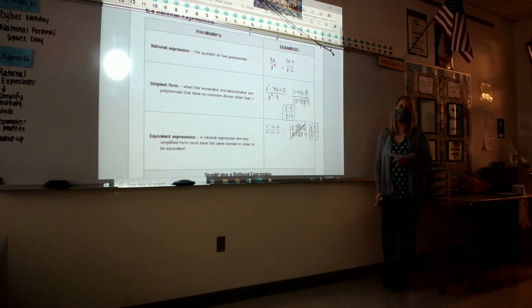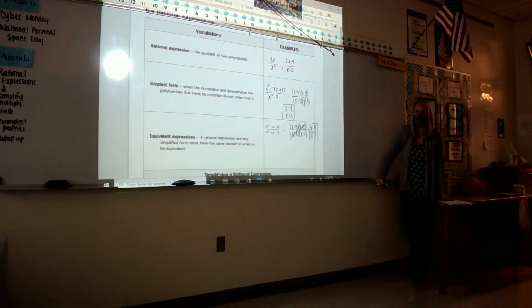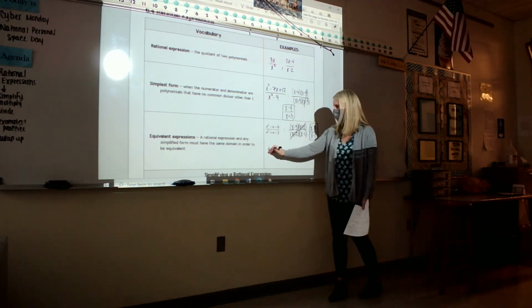But one thing we need to talk about, since we have so many fractions, is the domain. The domain means the x values that make sense for this problem. I guess it doesn't really matter where you write it, domain.